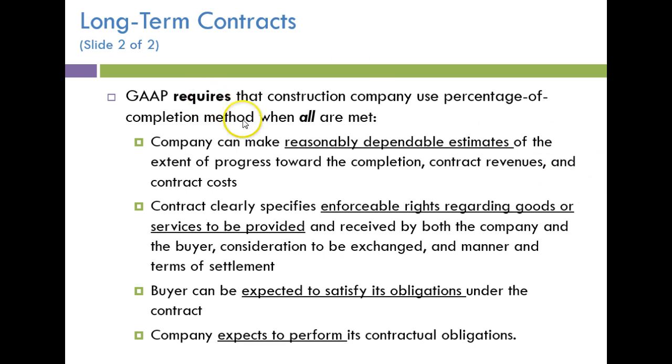Do you see that? When all these items are met, we need to use the percent of completion method. Why do they have these guidelines? Because that will help specify that the earnings process is complete and that we are fairly certain we're going to receive the money. Okay?